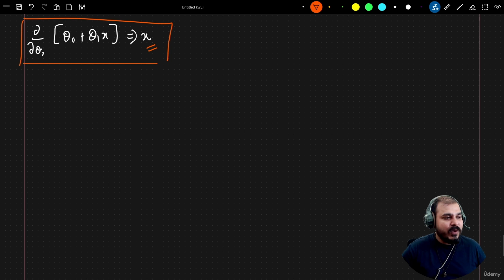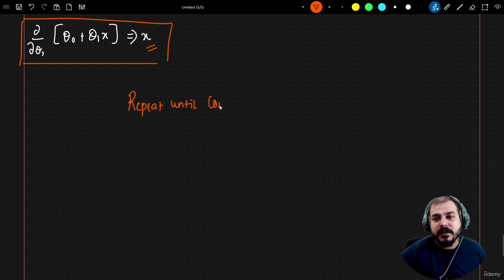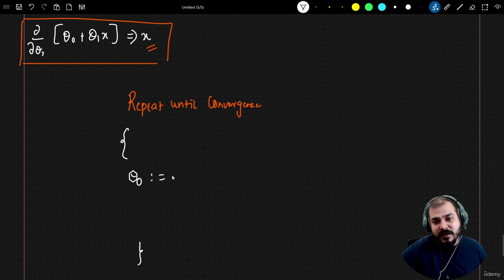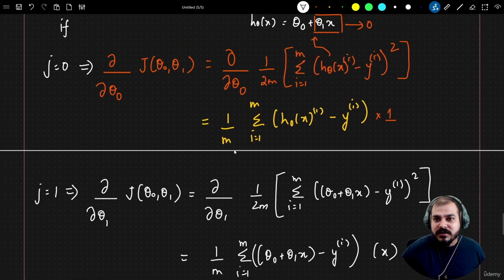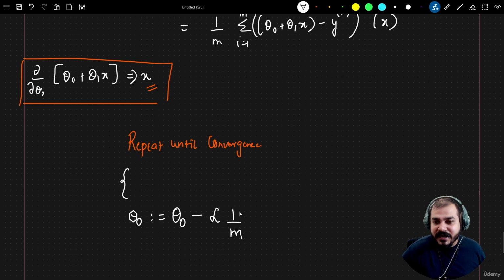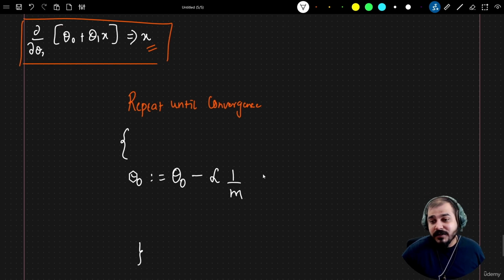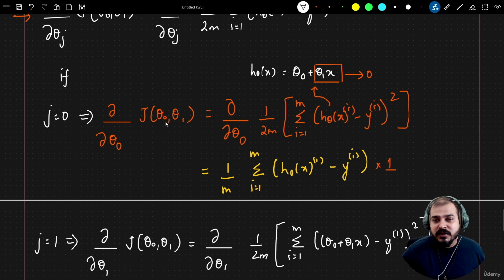So finally, I can quickly write something called repeat until convergence. This will be my final statement and final conclusion with respect to simple linear regression: repeat until convergence. Okay, and here we will be basically using two important equations. First of all, we need to keep on updating theta 0. So theta 0 will be nothing but theta 0 minus learning rate times 1 by m, right? So what is theta 0? See, with respect to theta 0, this is what over here I need to replace: derivative of theta 0 with respect to j of theta 0 comma theta 1. What is the derivative of j of theta 0 comma theta 1 with respect to j is equal to 0? This is my entire equation, right?